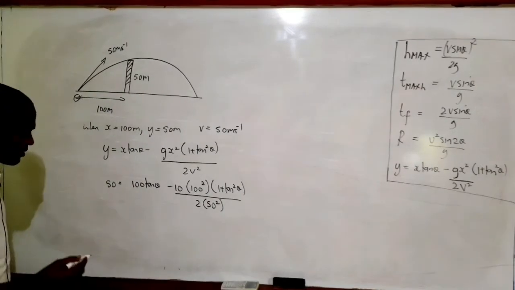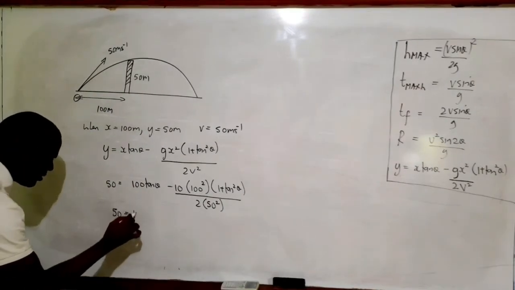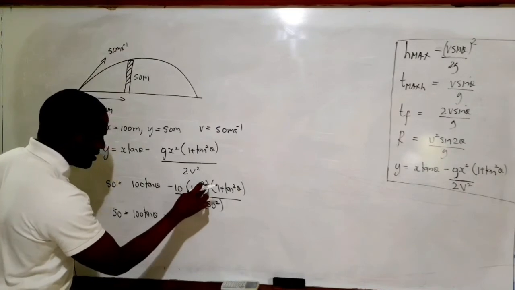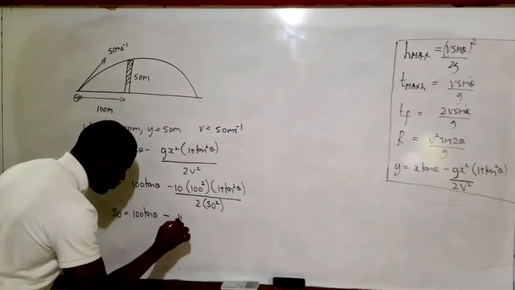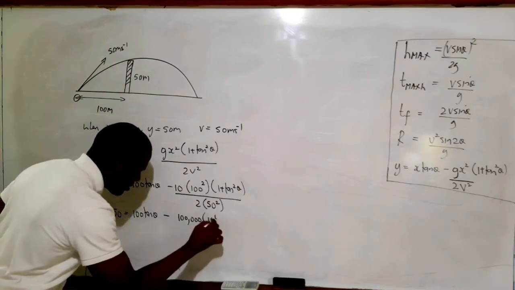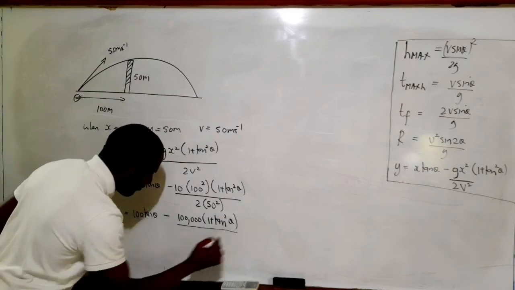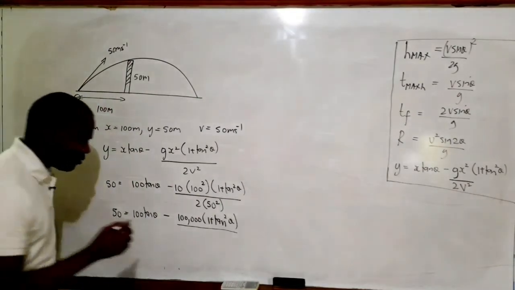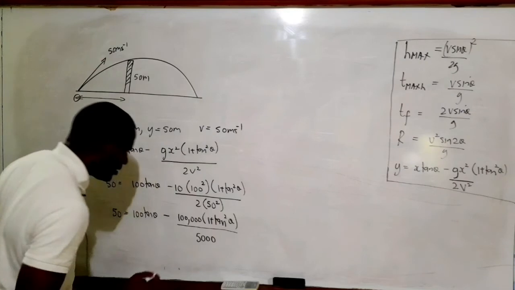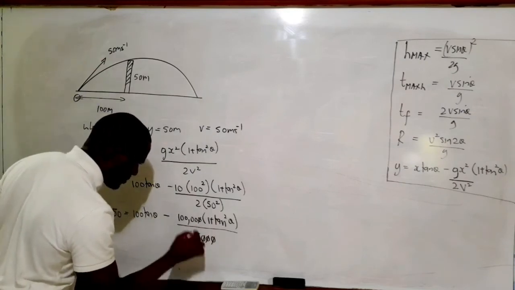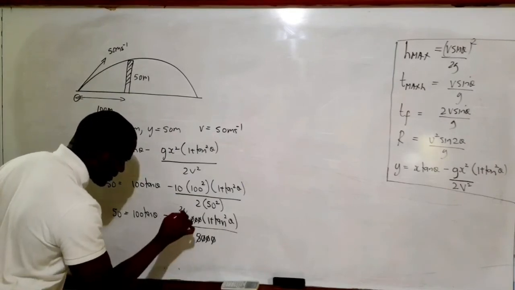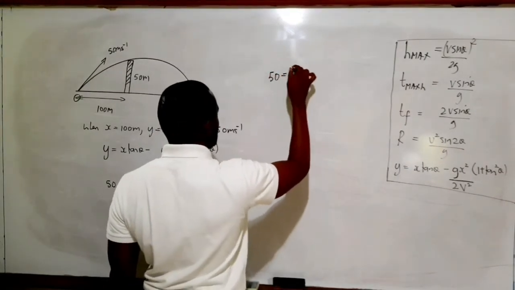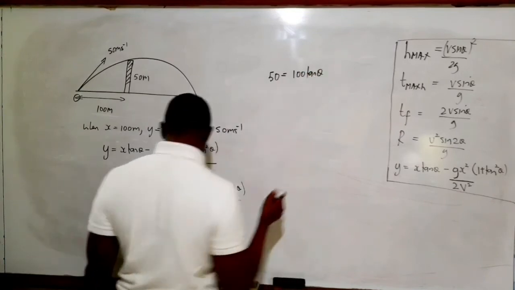So we get 50 is equal to 100 tan theta minus 100 squared, that is 10,000. 10,000 times 10, that is 100,000. So this is minus 100,000 times 1 plus tan squared theta, all over 50 squared, that is 2,500. And 2,500 times 2, that is 5,000. Right? So if we divide through, 3 zeros cancel, then 5 into 100 goes 20. So what we therefore have is 50 is equal to 100 tan theta minus 20 times 1 plus tan squared theta.